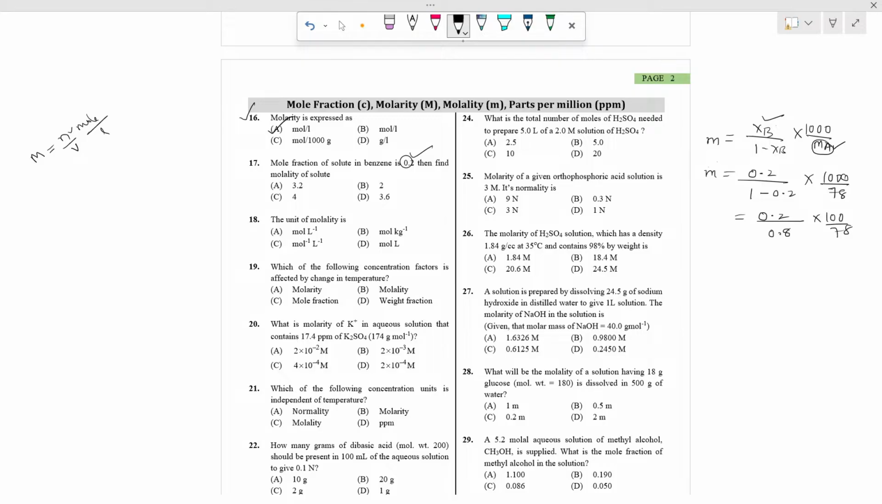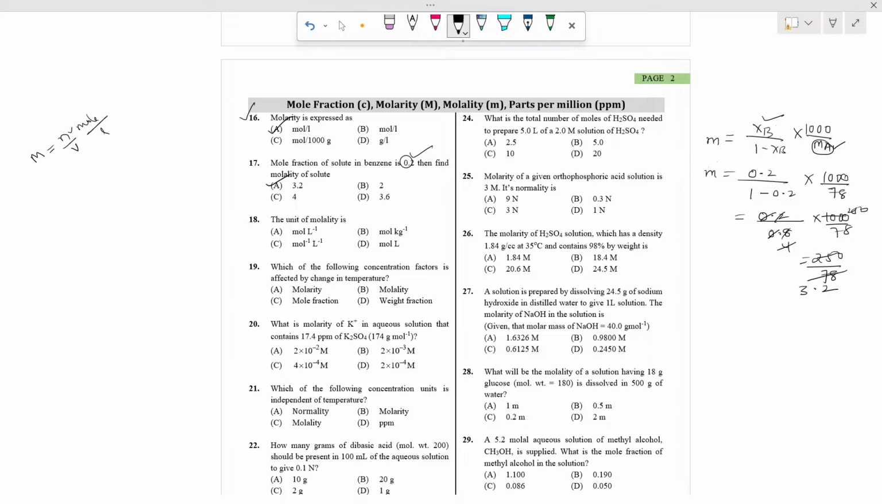If you simplify this, the decimal point will get cancelled. So 2 1 ja 2, 4 ja 4, 1 ja 4, 250. Then 250 upon 78 will come. This is approximately 3.2, so the answer is 3.2. Option A is our answer, question number 17, option A.